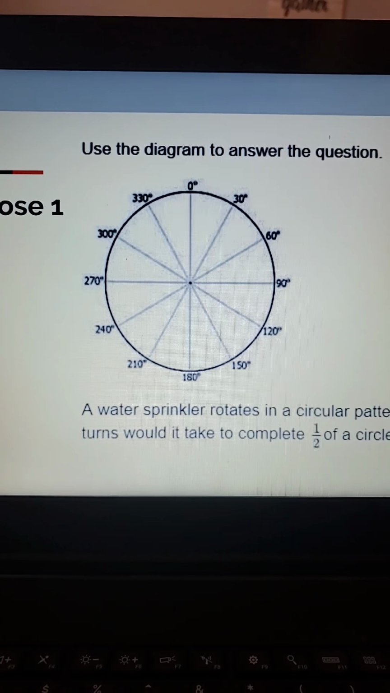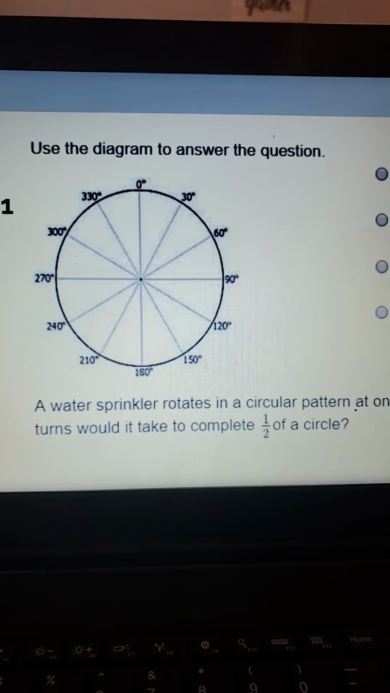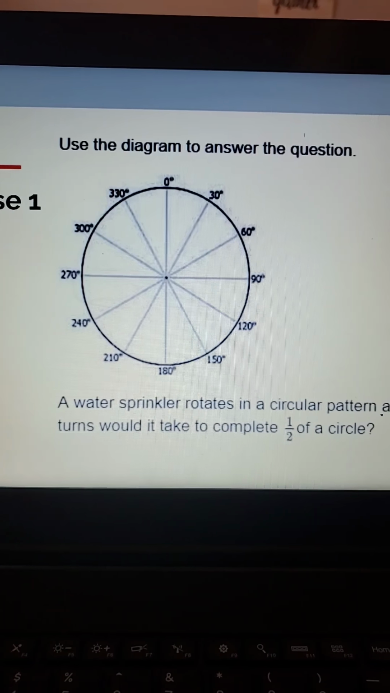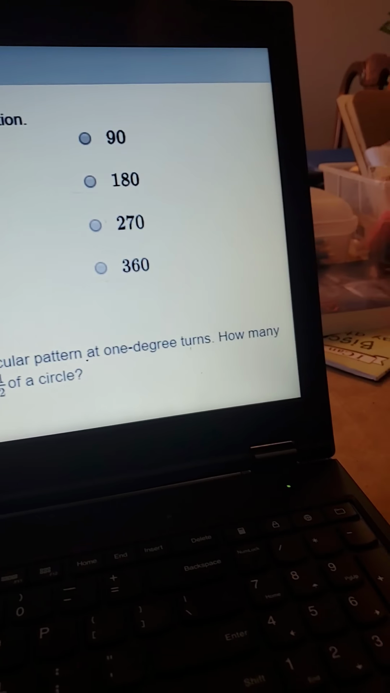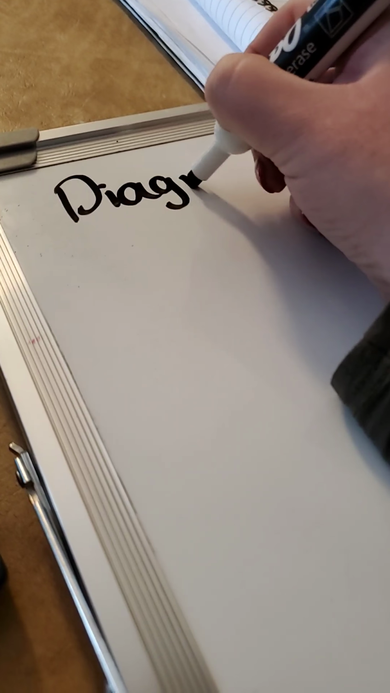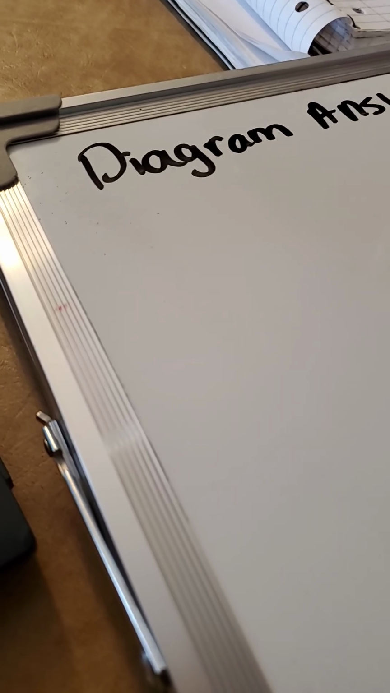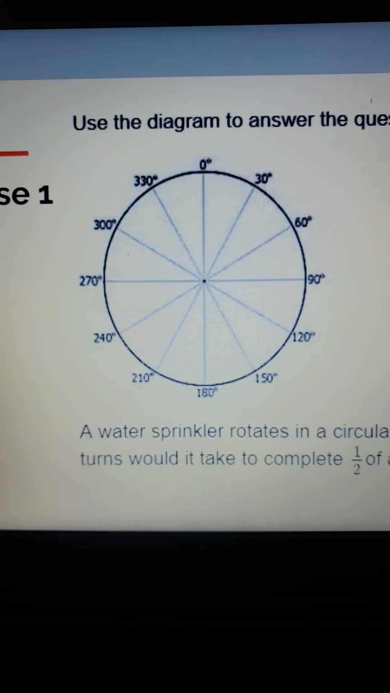So here is your pose number 1. Thinking about my success criteria: use the diagram to answer the question. So I'm going to use the diagram, answer the question. Okay? So I'm going to pay attention to the diagram.